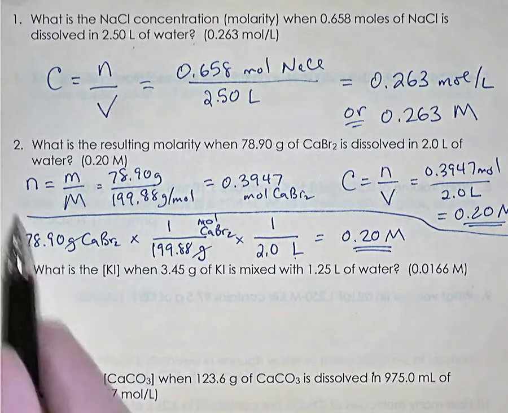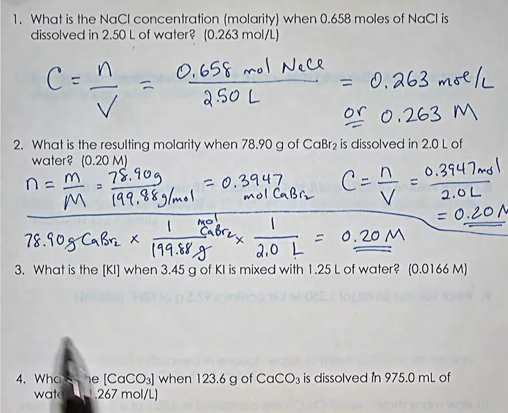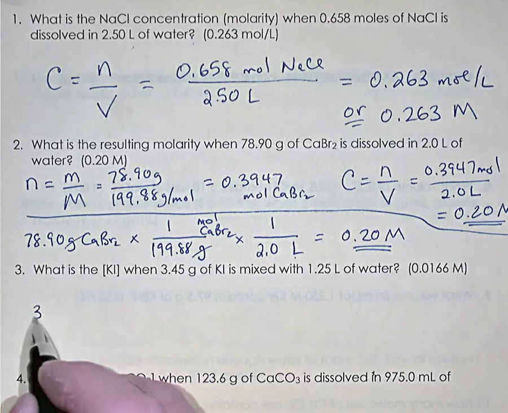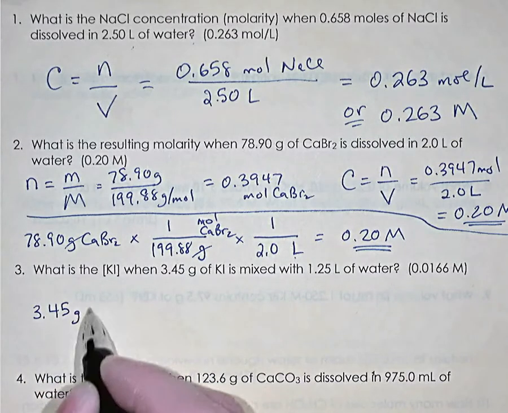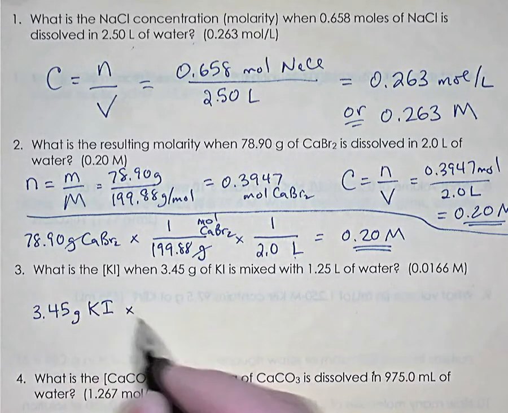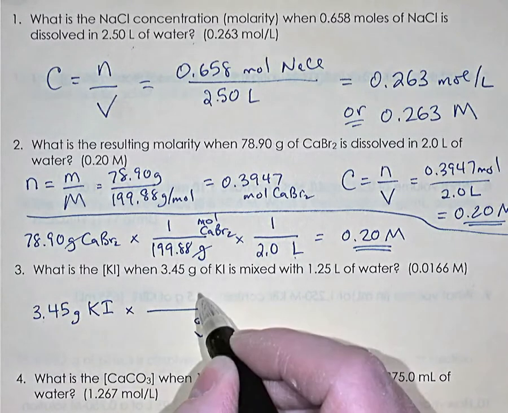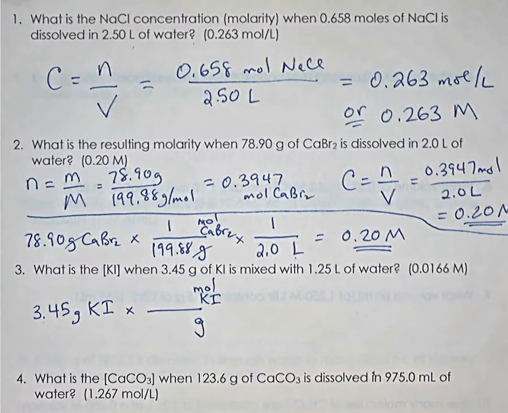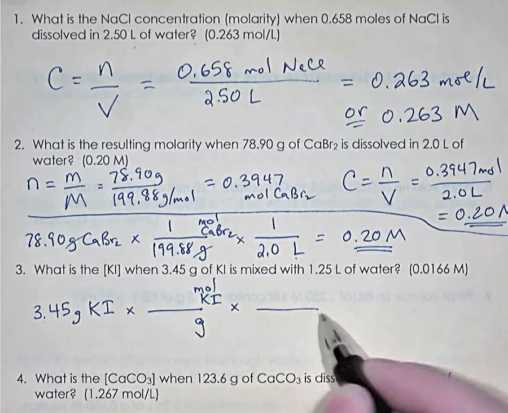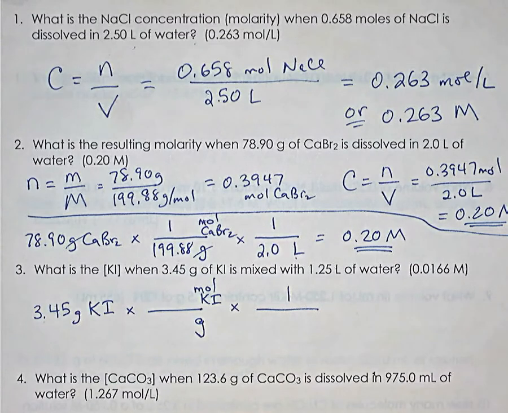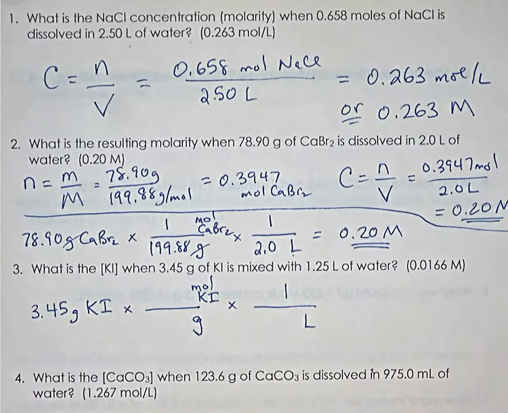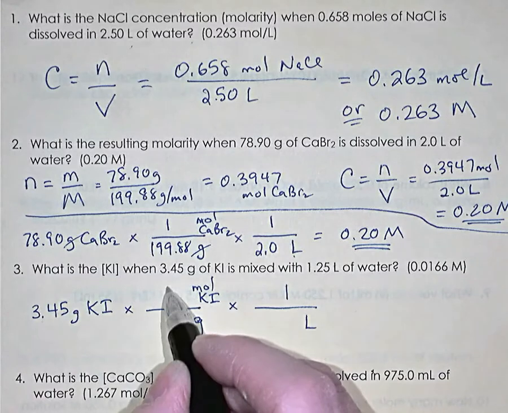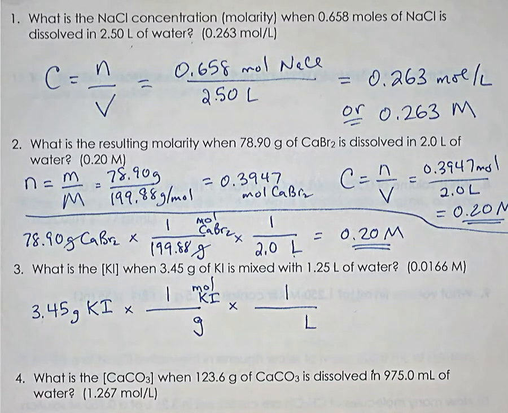So you could do this exactly the way we did above using formulas or using unit multipliers. I'll do it using unit multipliers. So 3.45 grams of potassium iodide. My first multiplier will switch the grams into moles of potassium iodide, and then I'm trying to find the concentration. So once I have the moles, I just have to divide by the volume, and the volume here was given in liters.